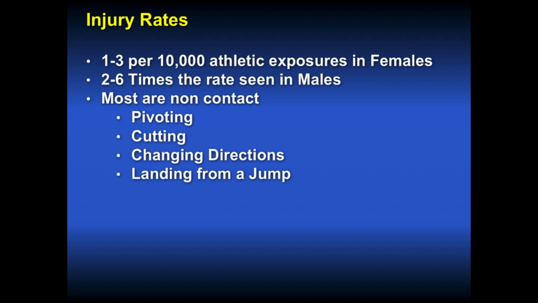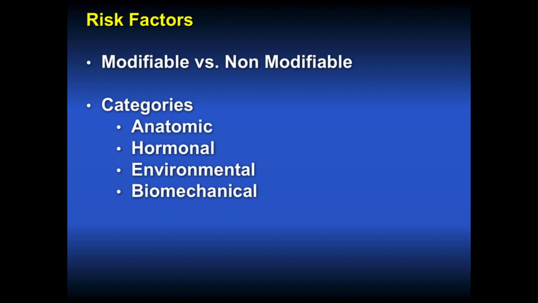Injury rates in female athletes continue at a very disproportionately high rate, 1 to 3 per 10,000 athletic exposures in females, 2 to 6 times the rate seen in males. Most of these injuries in female athletes are non-contact, occurring during pivoting, cutting, changing direction, landing from a jump. The risk factors can be classified as modifiable or non-modifiable. Fortunately, in think tanks and previous research, most of these factors are felt to be modifiable. The categories can be anatomic, hormonal, environmental, and biomechanical in classification.